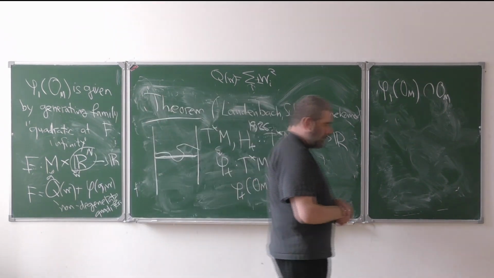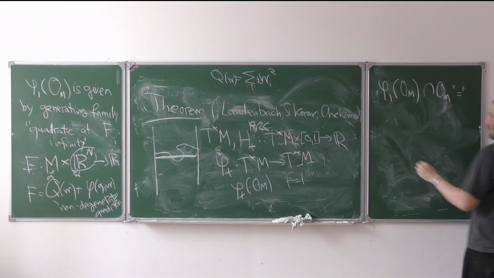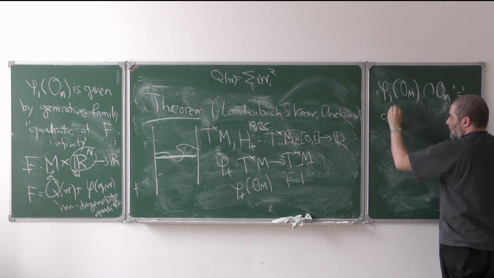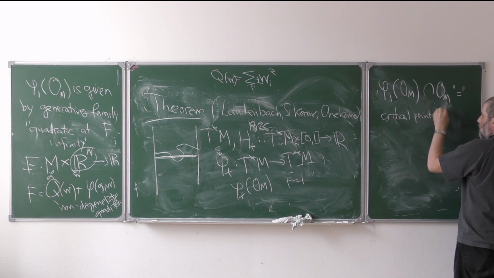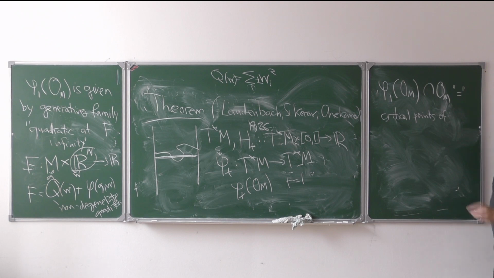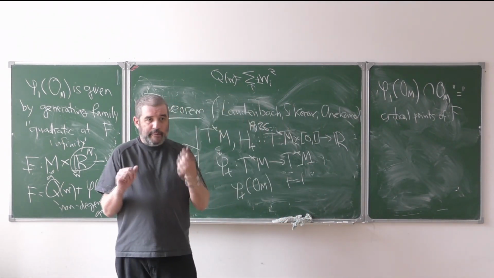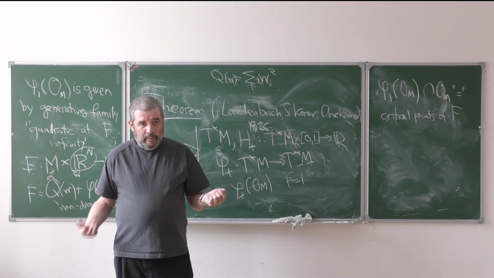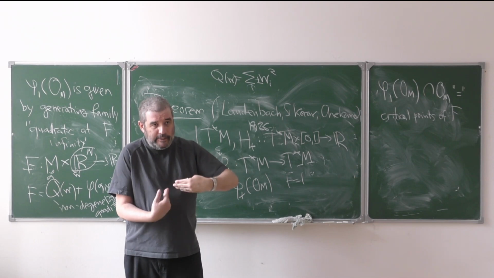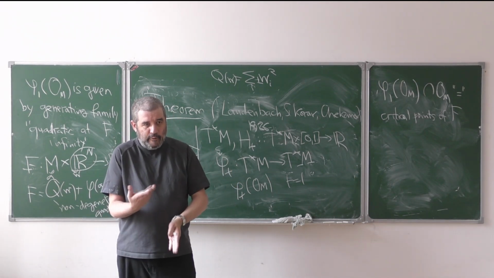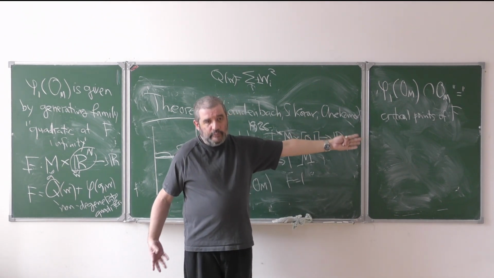I claim that it equals the set of critical points of the generating family F. Why? Because it is exactly the points where P is equal to 0. But the derivative along Q is automatically 0. And now we have the second condition, that the derivative along P is equal to 0. It is exactly the condition of a critical point.